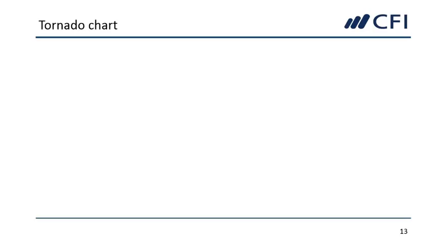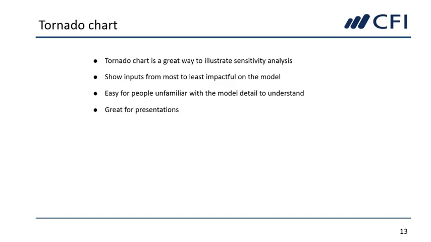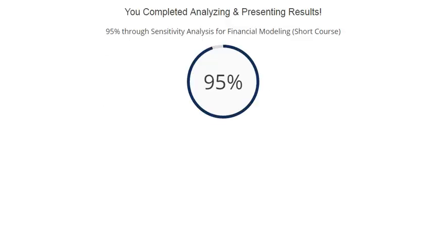Now that the gravity sort table has been populated, we can build our tornado chart. A tornado chart is a great way to show sensitivity analysis in a presentation. It clearly illustrates which are the most impactful and least impactful drivers of the financial model. It's very easy for people to understand, even if they have not spent time in the model. Excellent for presentations and great output. I highly recommend using tornado charts.